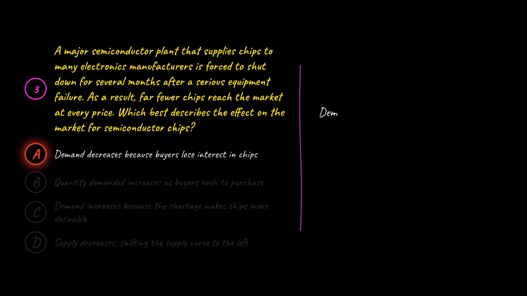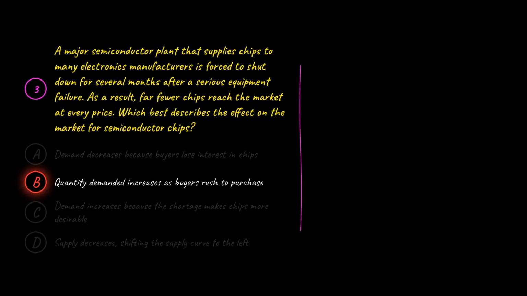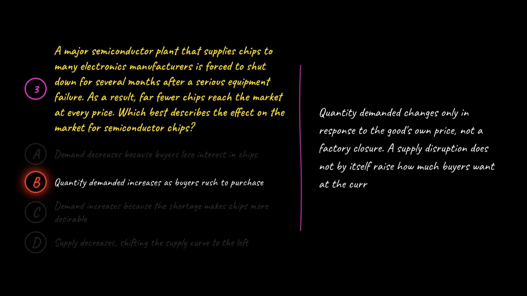A is wrong because demand reflects buyers' willingness and ability to purchase, and nothing changed about buyers here. The shutdown affected a seller, so supply fell rather than demand. B is wrong because quantity demanded changes only in response to the good's own price, not a factory closure. A supply disruption does not by itself raise how much buyers want at the current price.